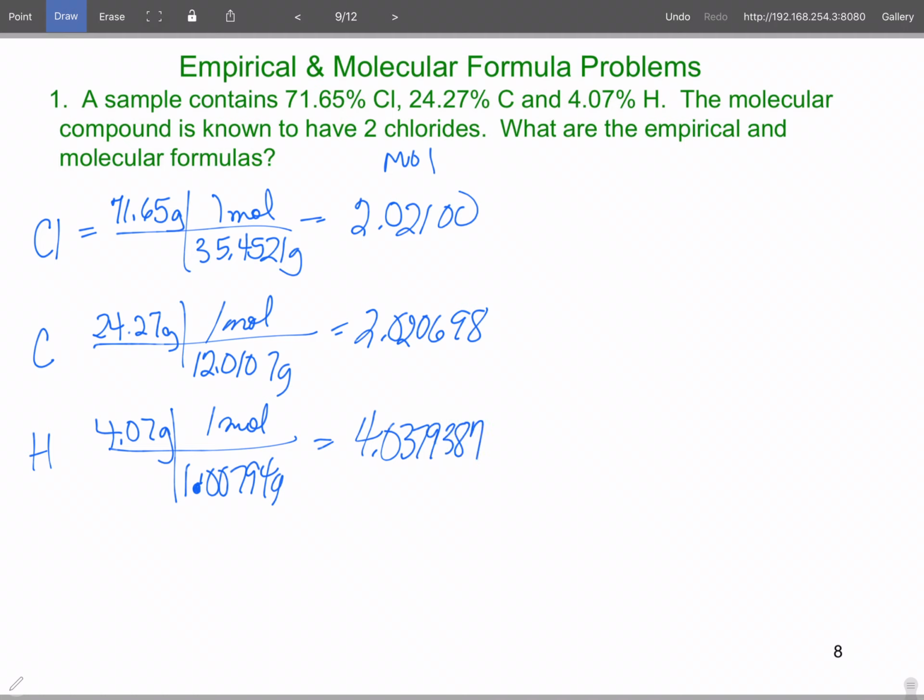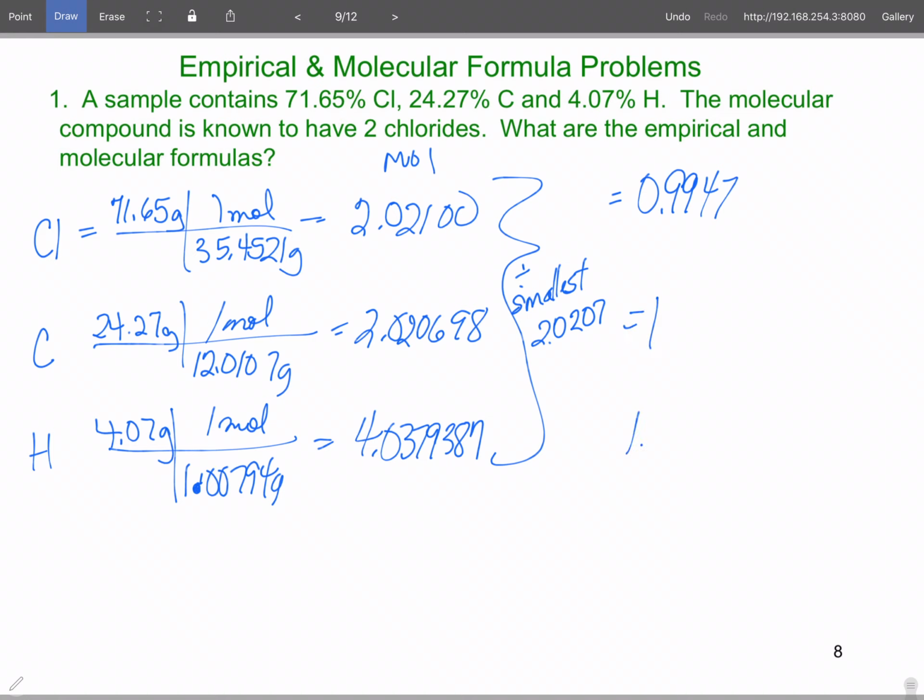4.0379387 moles. Now at this point in time, we're going to divide by the smallest, which in this case, when you have two that are really close, it really doesn't matter, but the smallest happens to be 2.0207. So what that ends up with is 0.9947, 1, and 1.998.